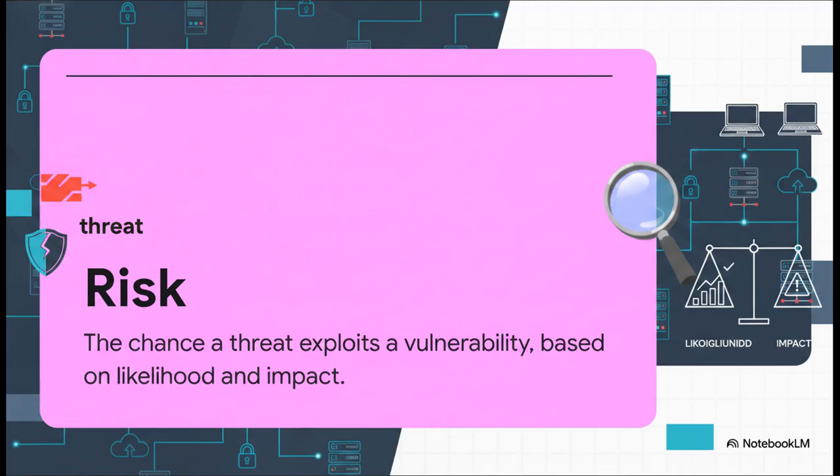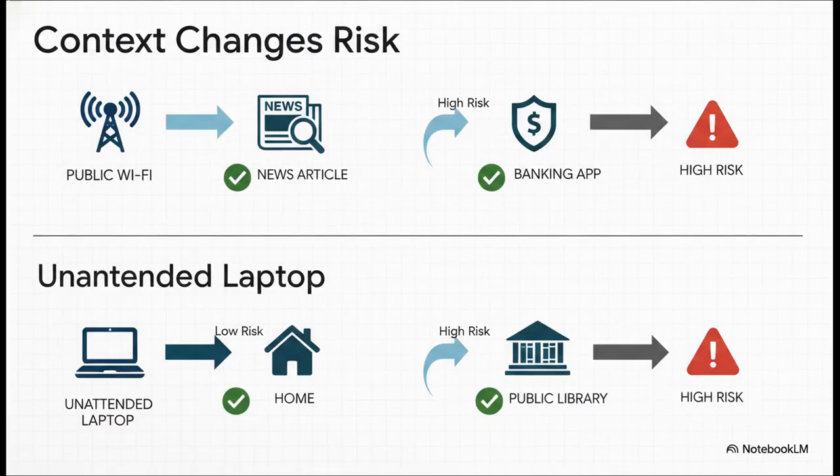And when a threat finally meets a vulnerability, that is where you get risk. In the IT world, we define risk as the chance that a threat will successfully take advantage of a vulnerability to cause harm. We calculate it by weighing two crucial things: likelihood plus impact. How probable is it to happen, and how bad would the damage be? What's really fascinating here is that risk isn't static.